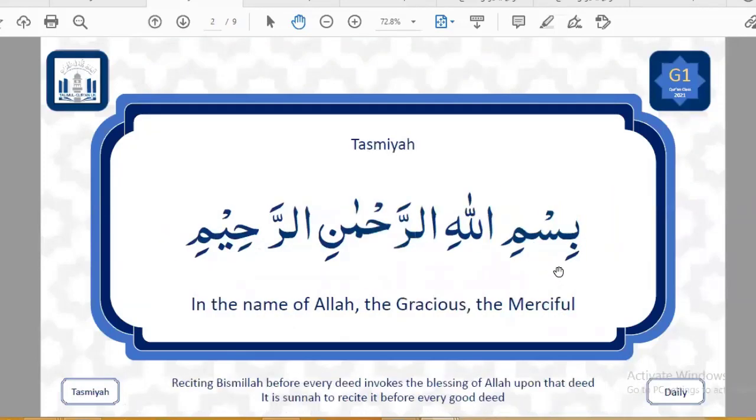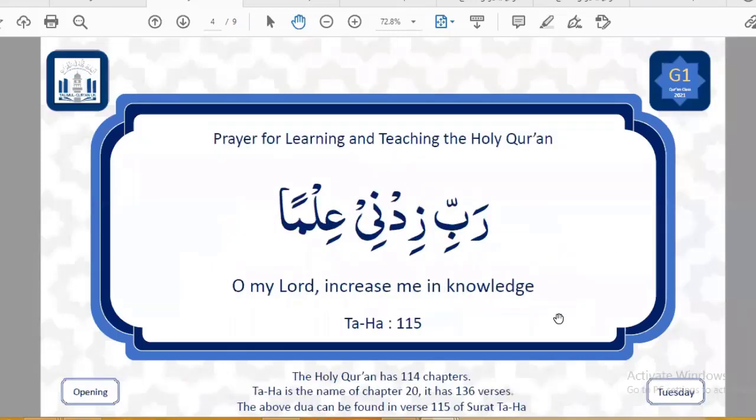So repeat after me. Bismillahirrahmanirrahim. Good, well done. And could you read the translation for this? In the name of Allah, the gracious, the merciful. Merciful, well done, excellent. Let's move on to our dua for the day now.